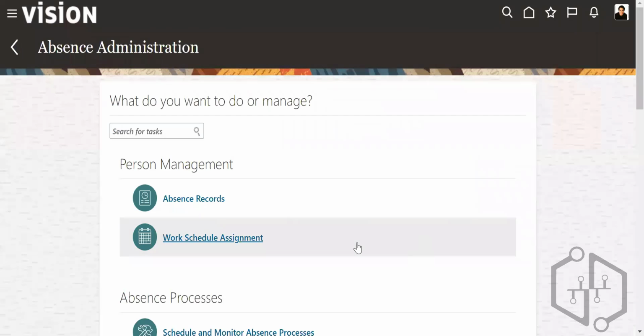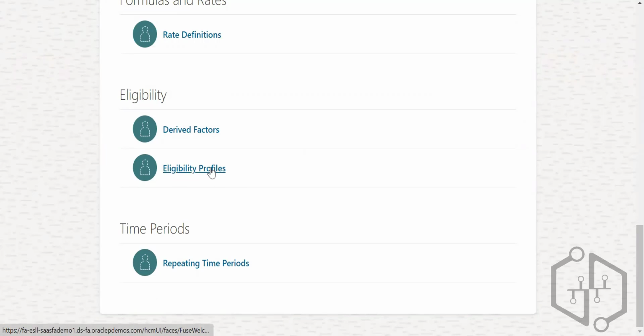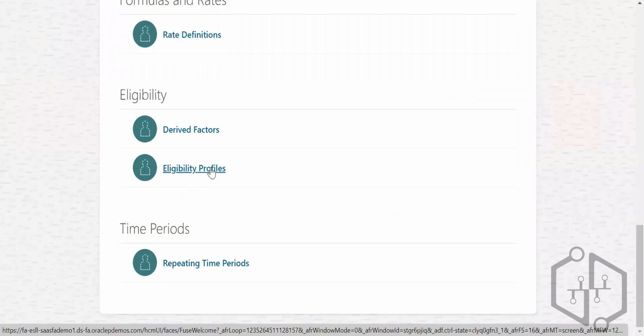Okay. Now this is done. You have understood drive factors. So the eligibility profile is everywhere. It is in goals and performance management, I will teach you. It is in absences also. It is in payroll also.